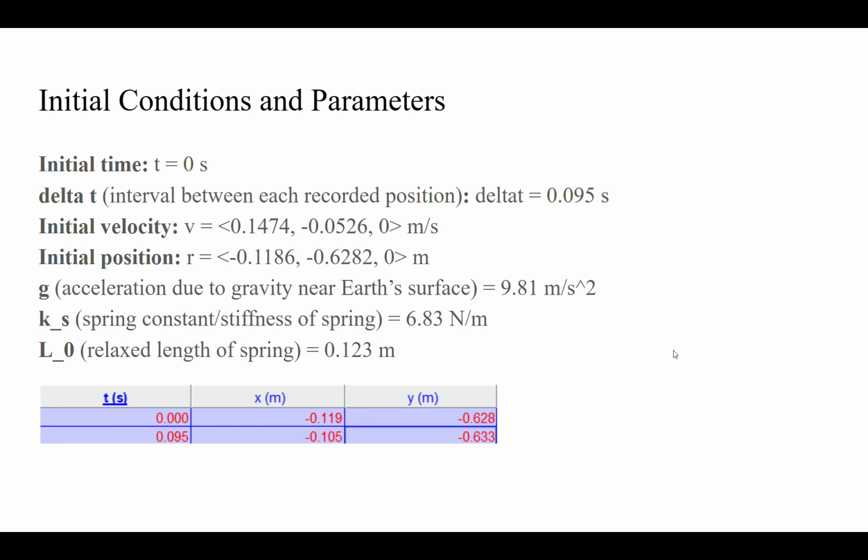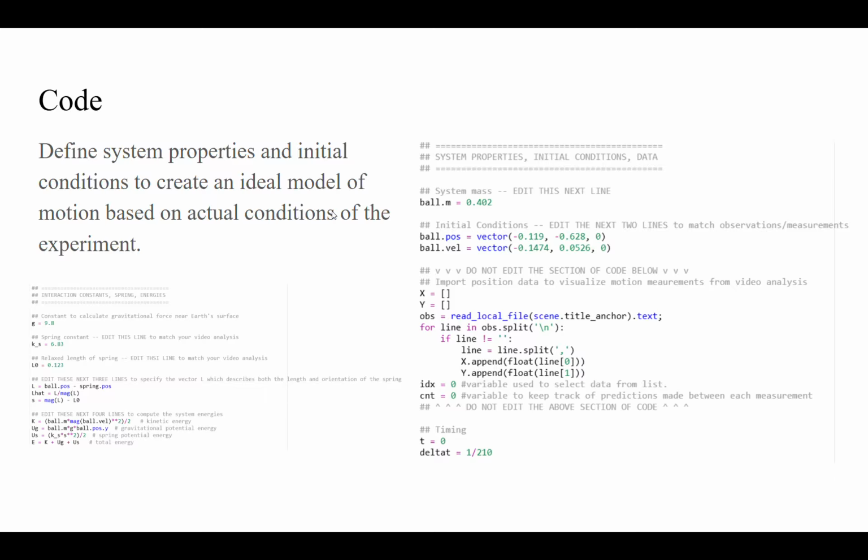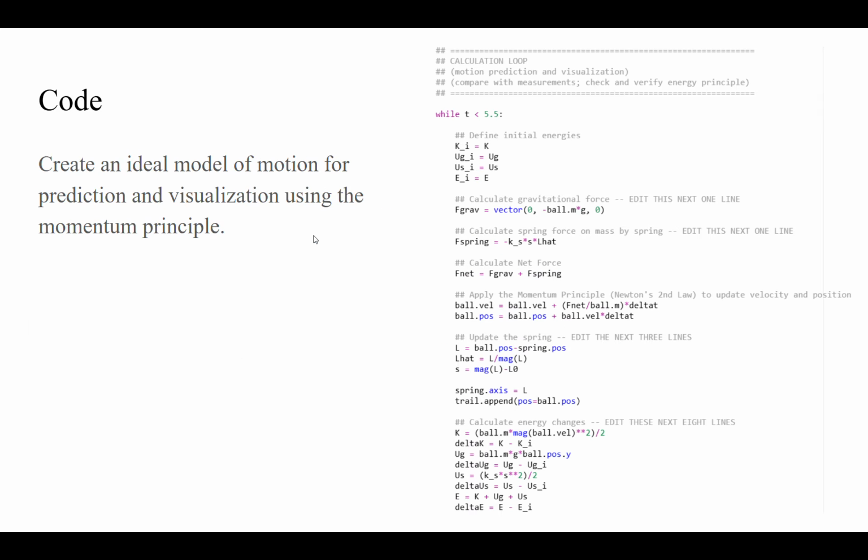So the initial time was 0. The delta t between each recorded position is 0.095 seconds. Initial velocity is taken from the first two positions recorded on Tracker along with the initial positions, and then we define g, the spring constant, and the relaxed length of the spring, which is given. This is the code for the computational model.